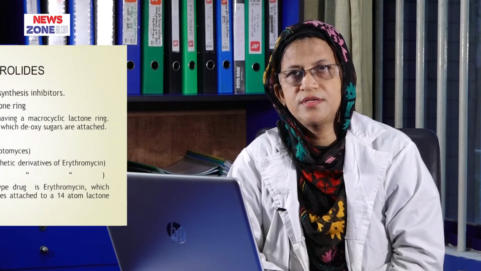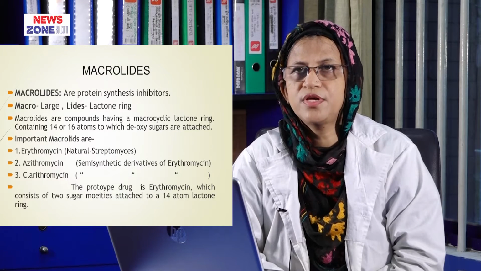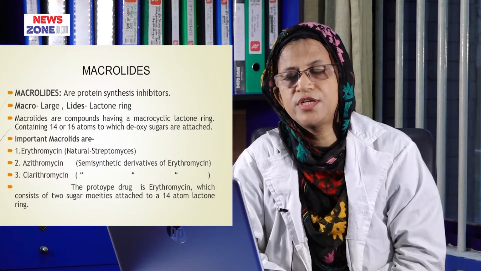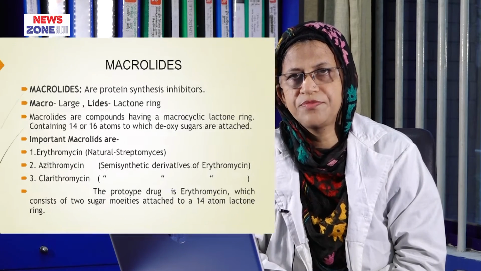I am Dr. Selima Sultana, Associate Professor of Pharmacology and Therapeutics. Today my topic of discussion is macrolides. Macro means large and lide means lactone ring. Macrolides are compounds having a macrocyclic lactone ring containing 14 or 16 atoms to which deoxy sugars are attached.